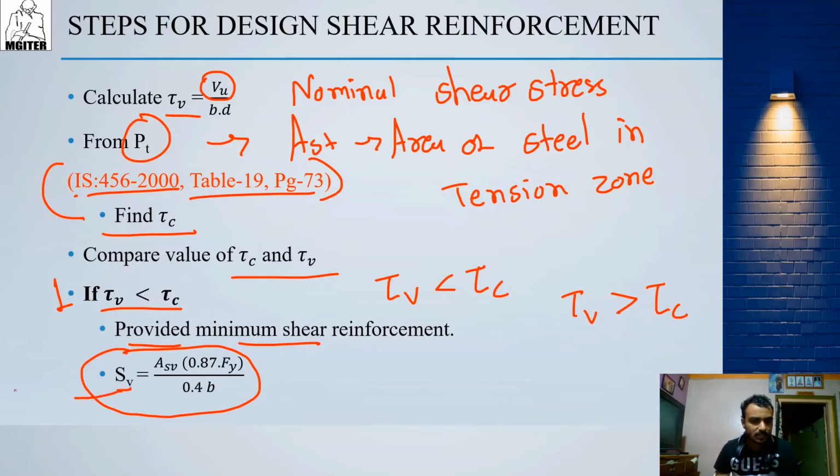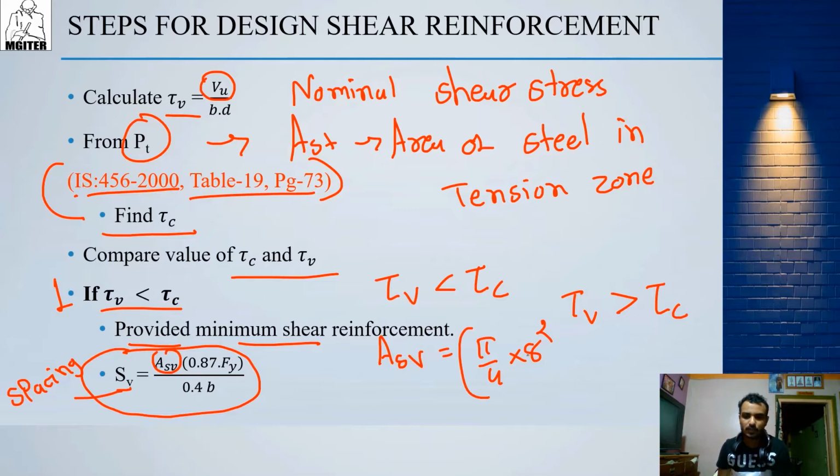SV is the spacing. ASV is the area of steel of the stirrups. So how do we find ASV? Assume we provide an 8 mm diameter bar as stirrups. So if we provide an 8 mm diameter bar, ASV is pi by 4 into 8 whole square.